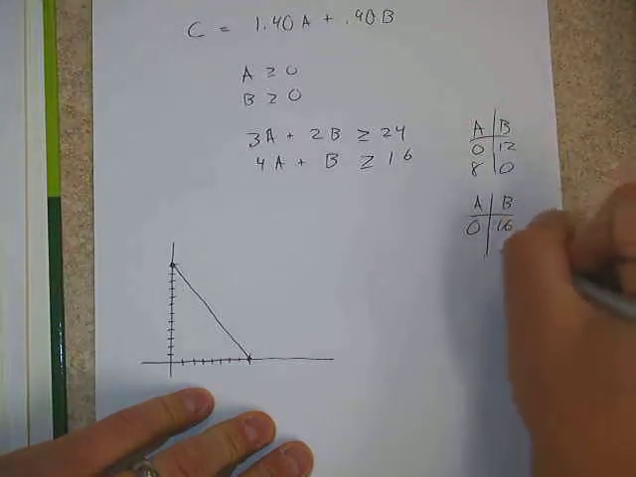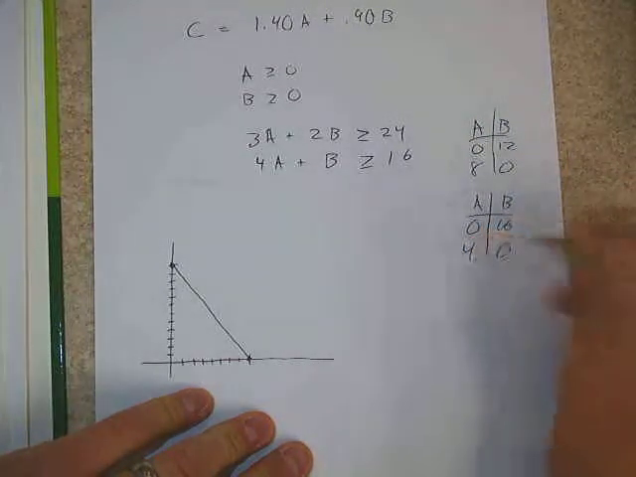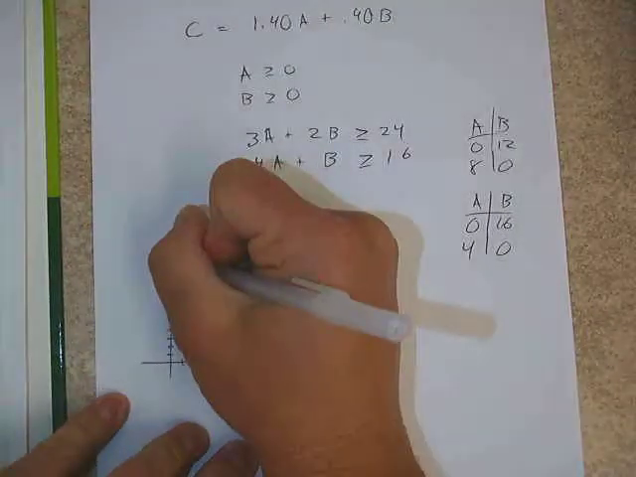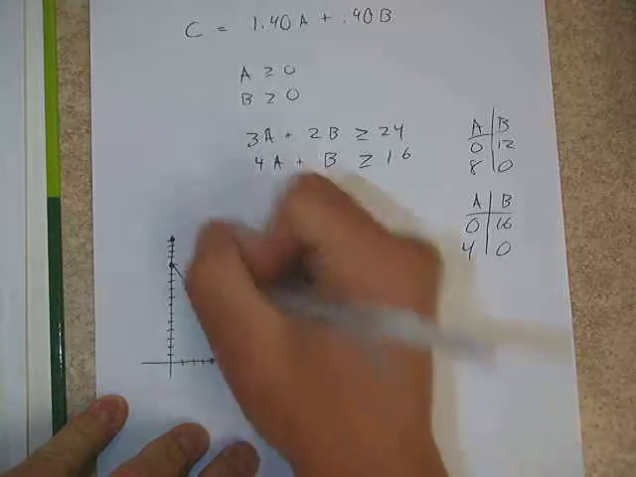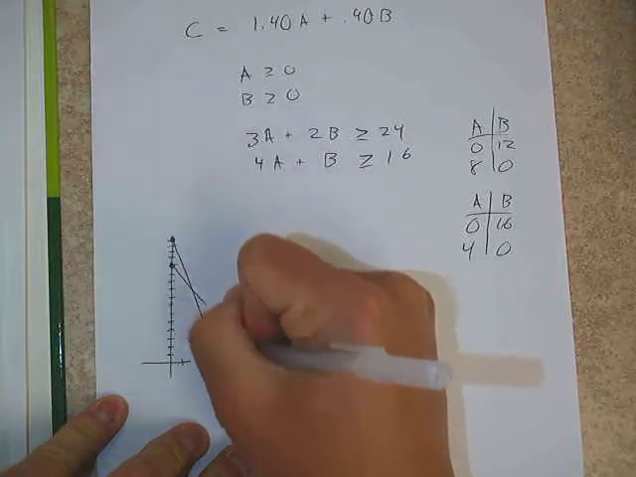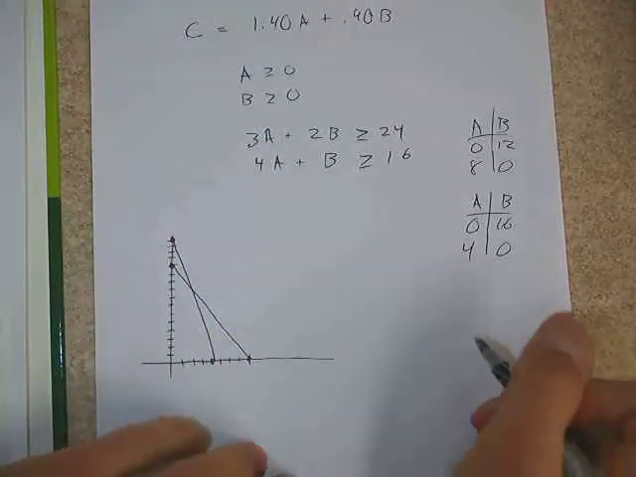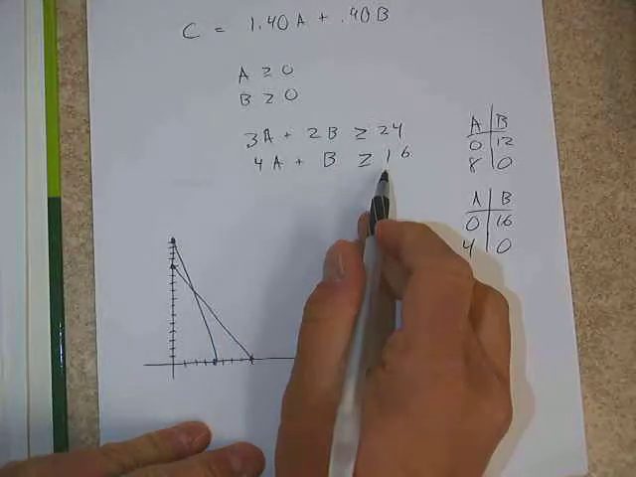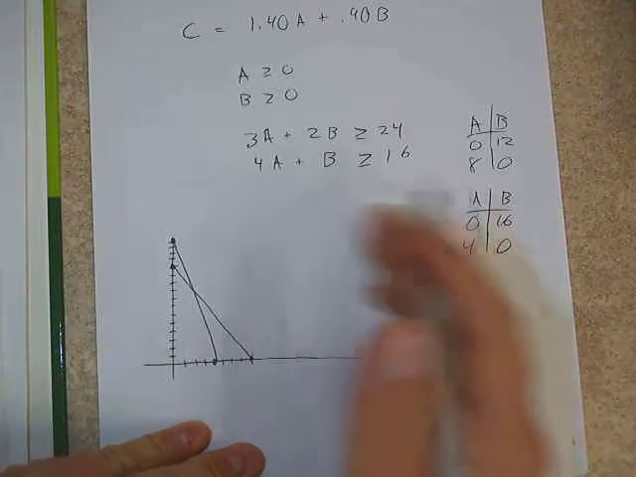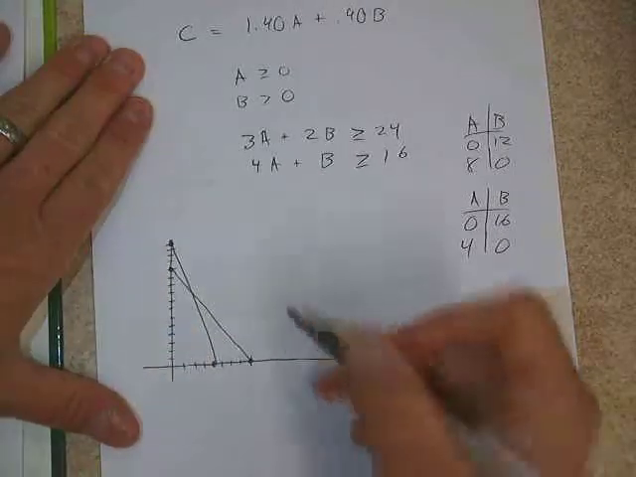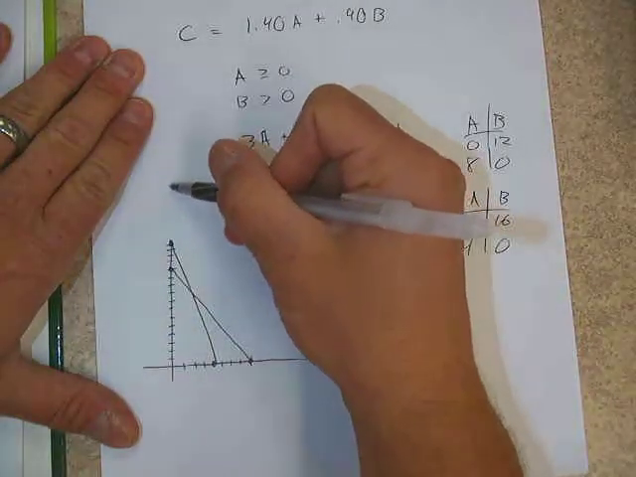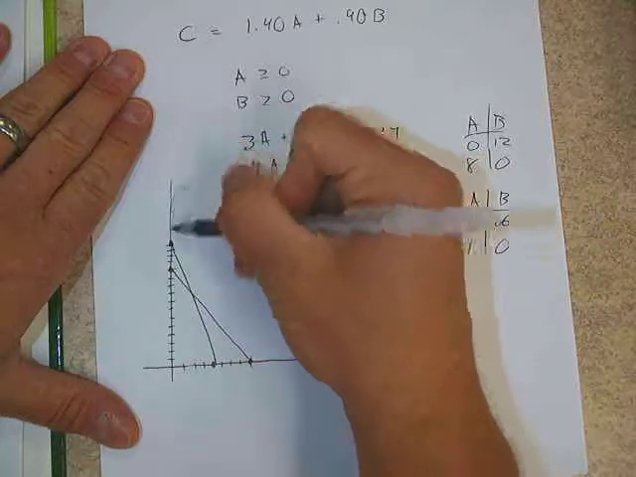We'll make an XY chart for the protein equation. 0 for A is going to give me 16 for B. 0 for B is going to give me 4 for A. And so if I go 1, 2, 3, 4 more up here, and then 4 here, and I draw those 2 together, I'm going to be here. And once again, 0, 0 is going to make that sentence false. So therefore, we're going to shade the upper side of the line, if you will.